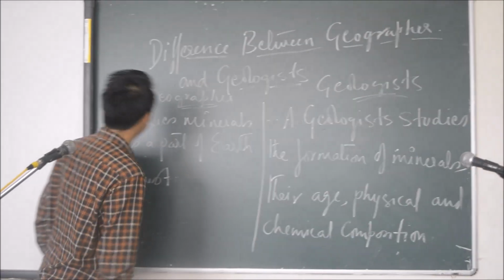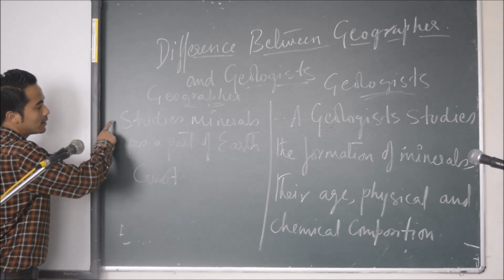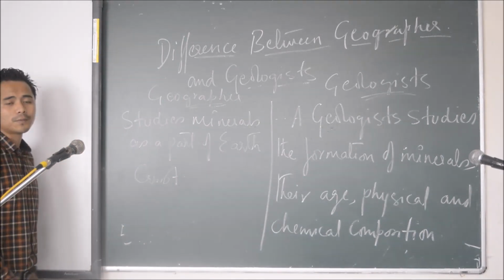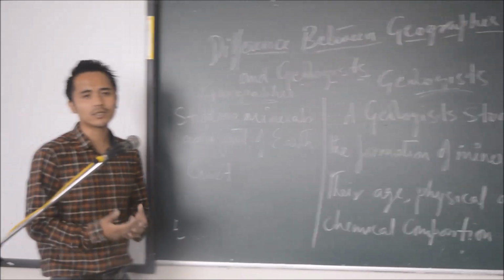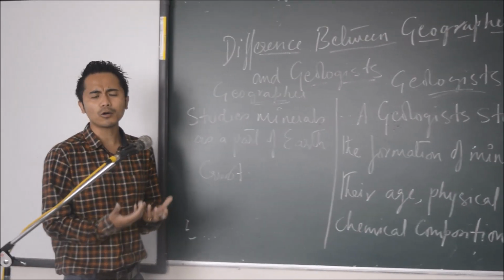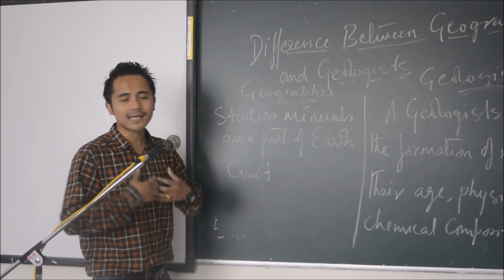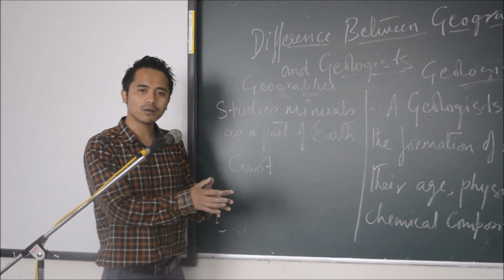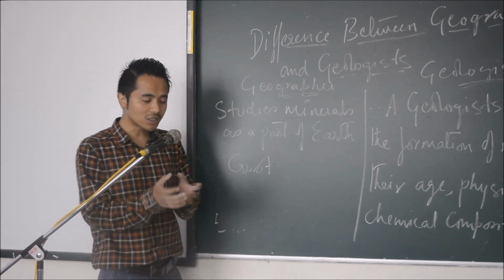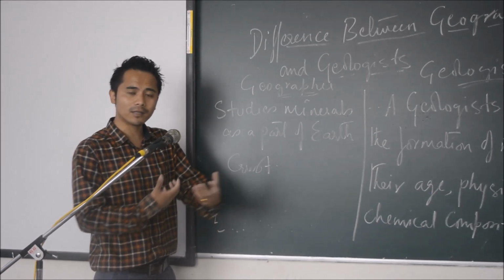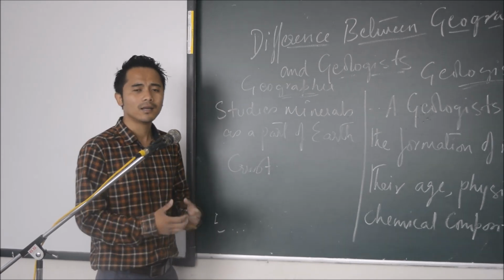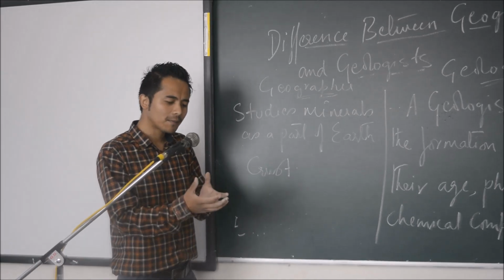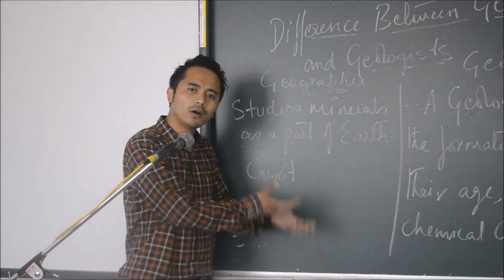What do geographers do? A geographer studies minerals as a part of the earth's crust, which means geographers study the broad concept of geography, the entire geography. They not only study minerals, along with minerals they study the rivers, the earth, the relationship between human beings and the environment, and the entire thing. What geographers study about minerals is only that a mineral is a part of the earth's crust.